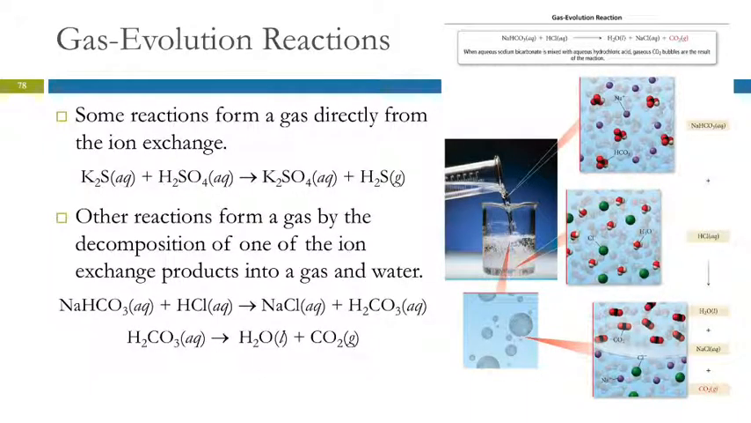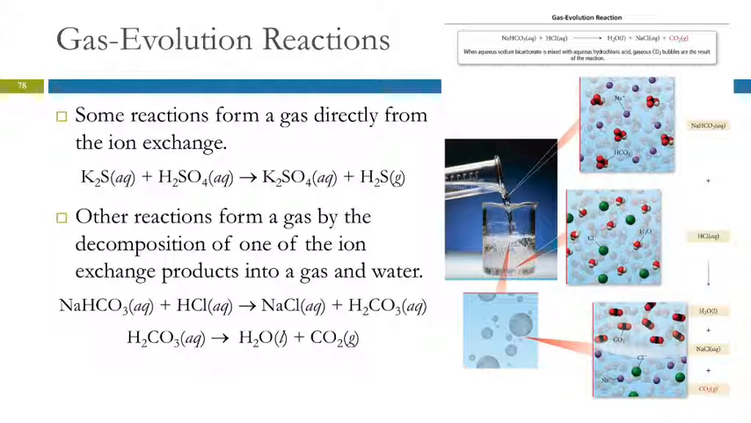So another type of reaction are the gas evolution reactions. And some of these, the gas forms directly from ion exchange. An example here is potassium sulfide and sulfuric acid. The potassium and the sulfate get together, the hydrogen and the sulfide get together, and that happens to be a gas. It's not soluble in water, and it'll bubble out and smell really bad.